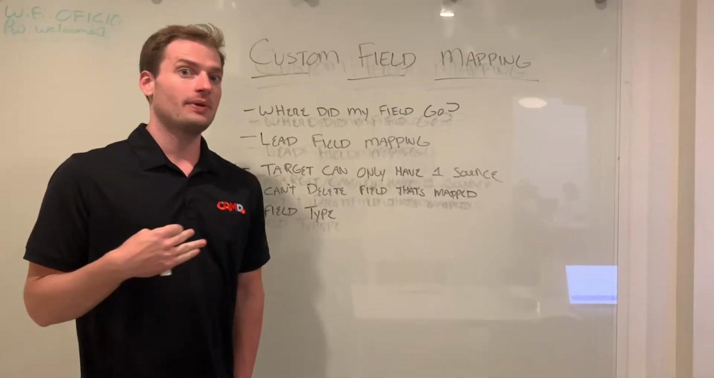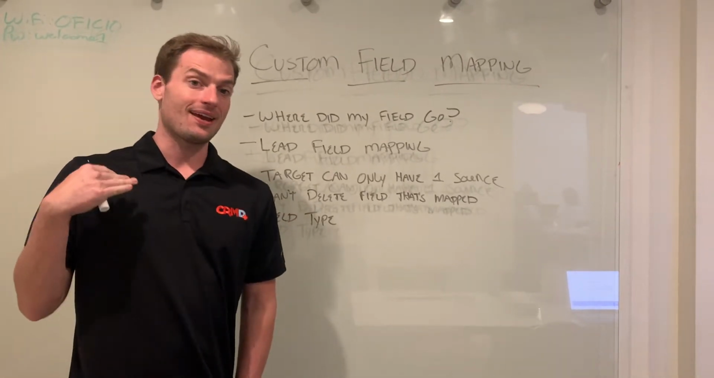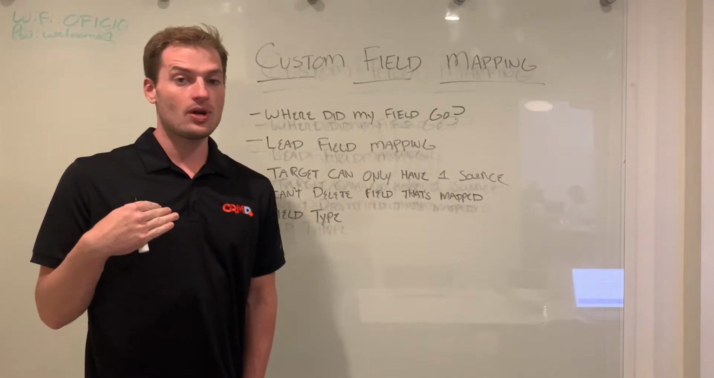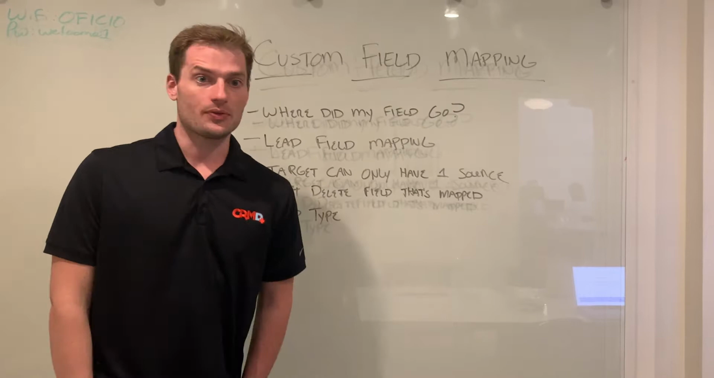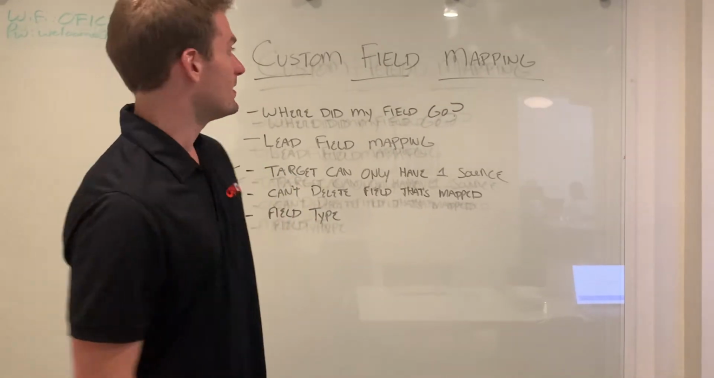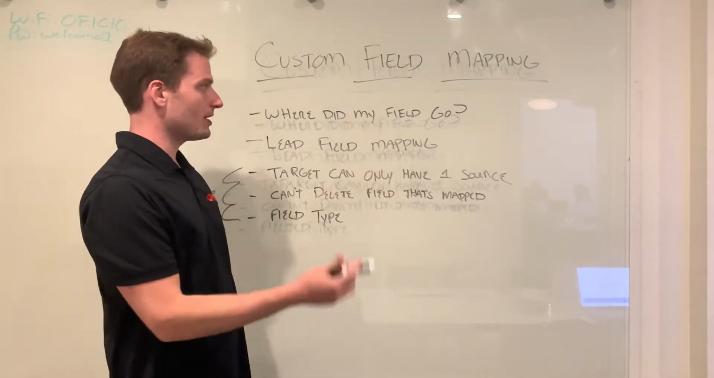One complaint that we get a lot from customers is that you can't track where their fields are going to when they convert from a lead into a contact, account, and opportunity. So what we're going to explore today is custom field mapping. So where did my field go?